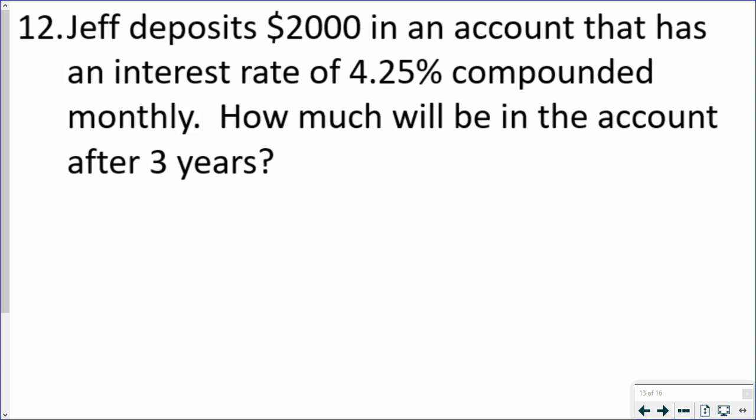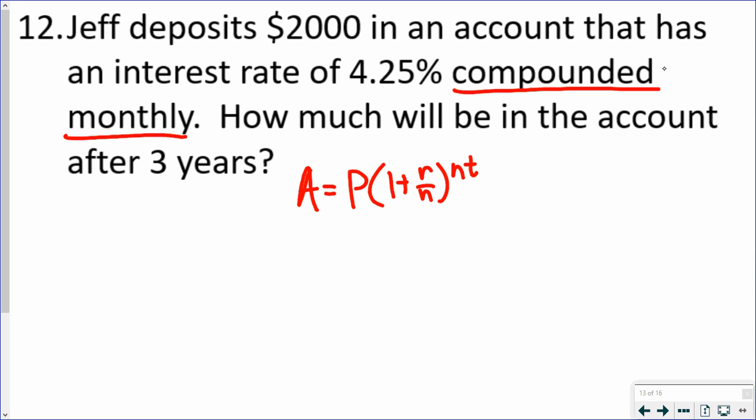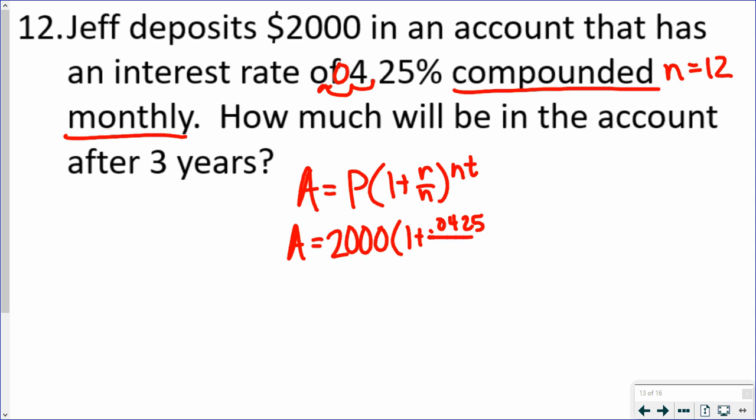Okay, time's up. So first, with these story problems, you have to decide which equation you're going to use. Compounded monthly is this formula. And monthly is n equals 12 because there's 12 months. So we want to know the amount after $2,000 is deposited. Move 2 decimal places to the left, so we get 0.0425 divided by n, which is 12, and then 12 times 3 years. Okay?